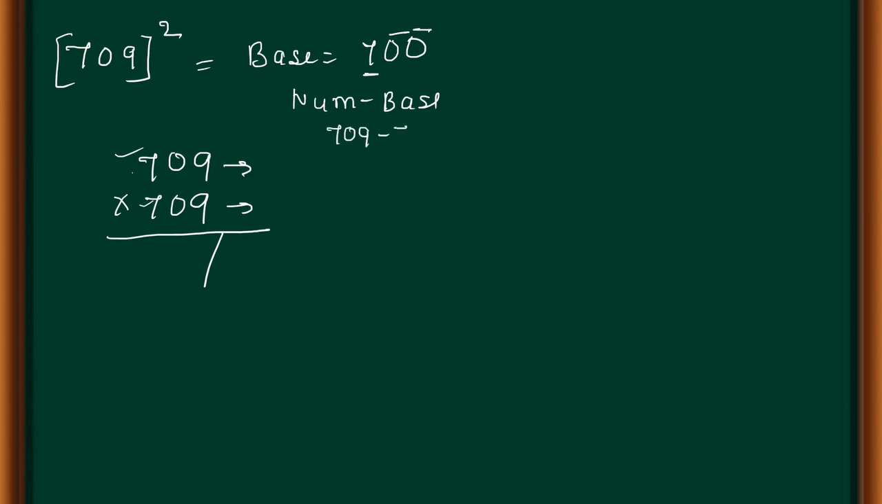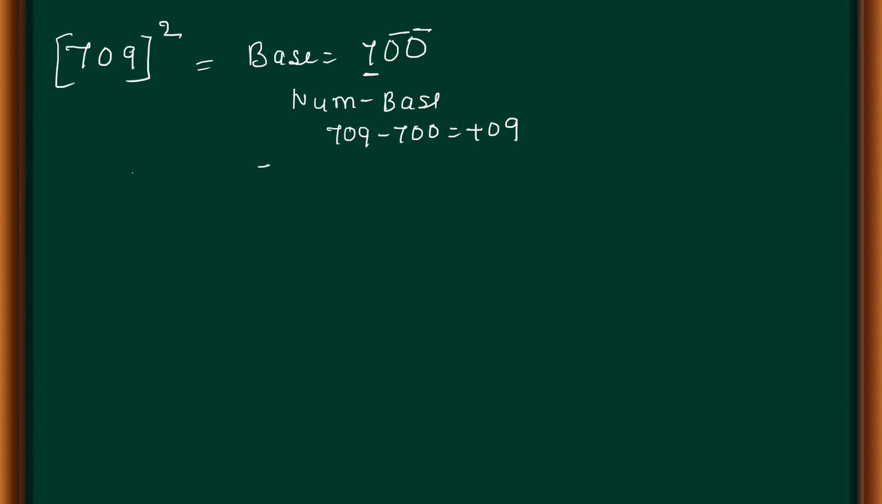709 minus 700, so you get a plus 09 here. So that's a plus 09. One second, I'll just shift a little down. Correct? So that's equal to 709 into 709. So you take the 7 here, you put a drop box here, put a slash, and how many digits will you write now? Here you will write only 2 digits, correct?